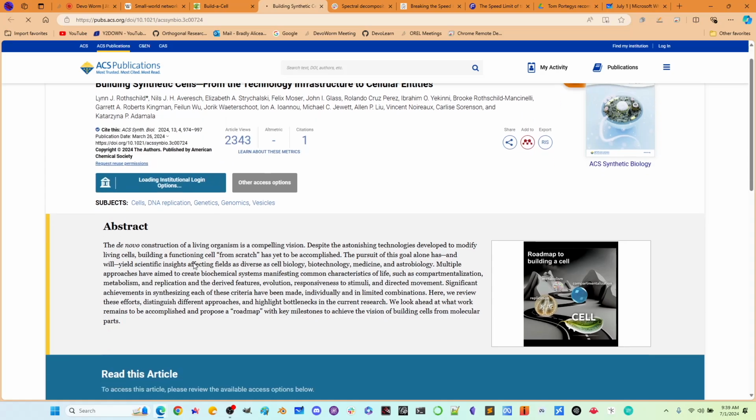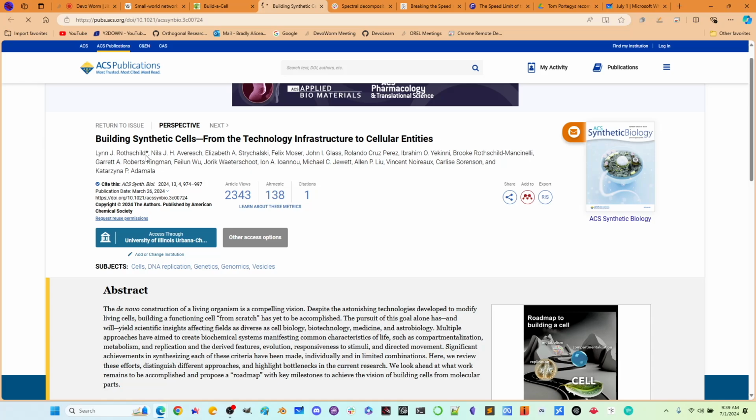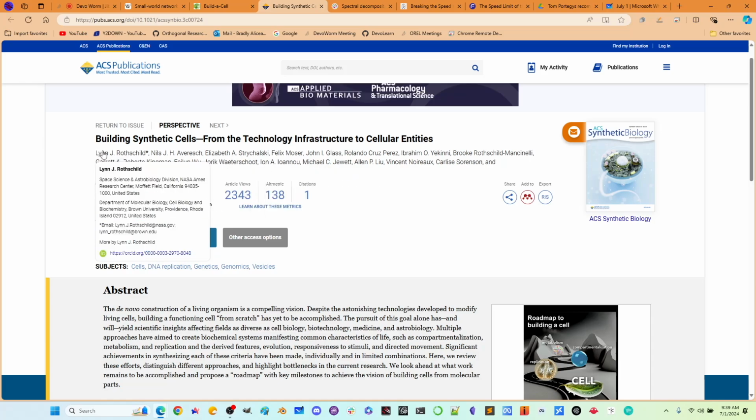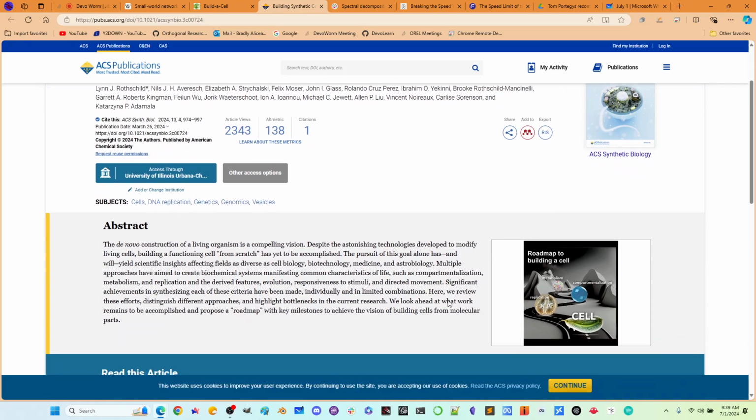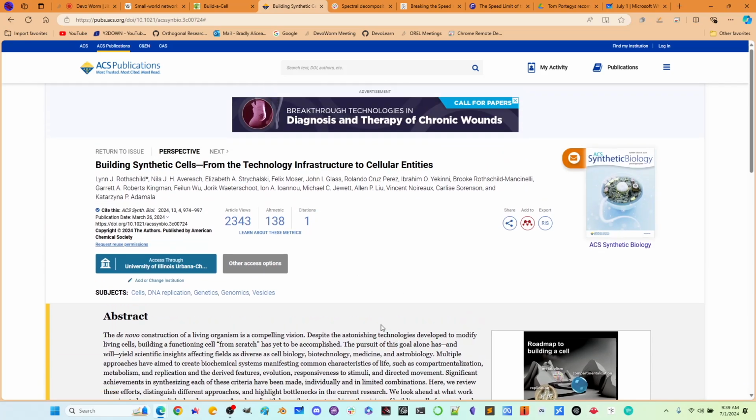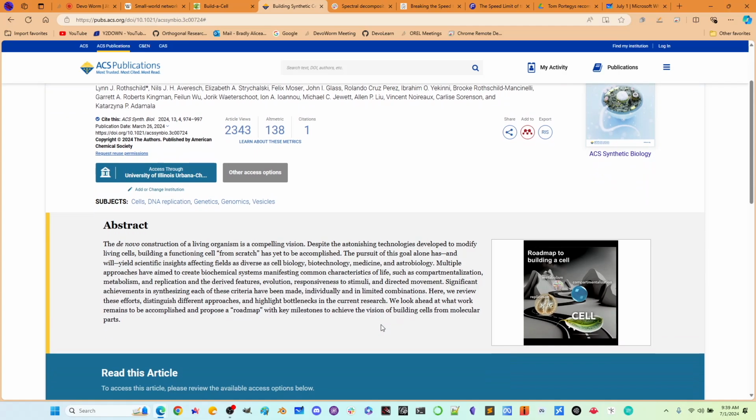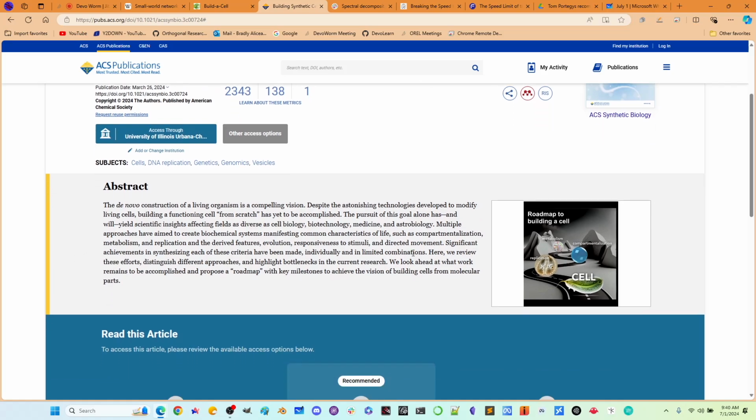Lynn Rothschild is one of the authors on it. She's actually a pretty big name in astrobiology and in some of this sort of stuff. I attended a workshop last year on SynBio, which was held at the University of Minnesota, and they talked about a lot of this stuff. So I think I reviewed that in one of the meetings from last year. So this is kind of in this area. This paper talks about the different challenges that are at the forefront of this field.